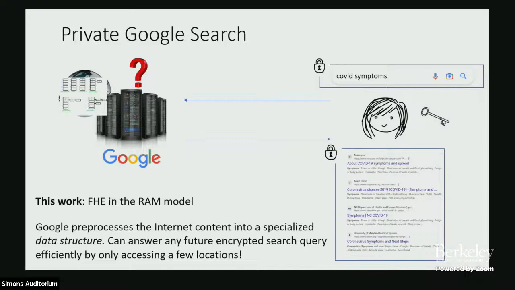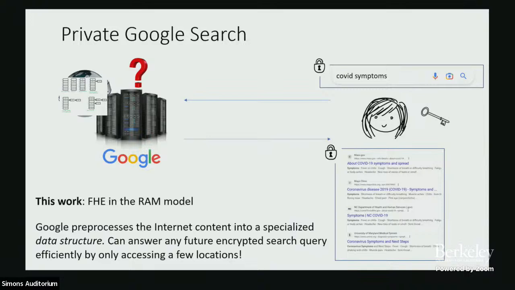And then whenever it gets an encrypted search query from a user, it can answer it with encrypted search results just by looking up some small number of locations in the data structure without reading the entire internet. Yeah, and they already pre-process the internet into a specialized data structure. Excellent. So that's exactly what I was going to say.